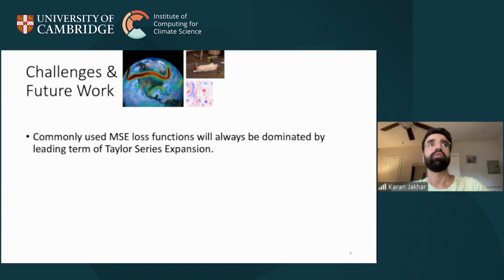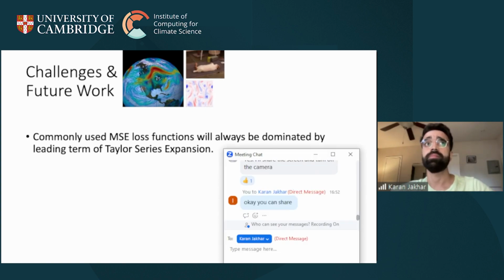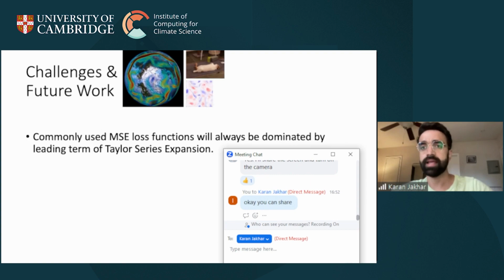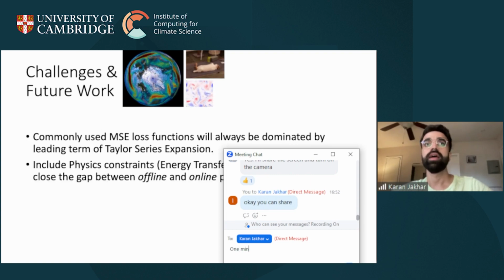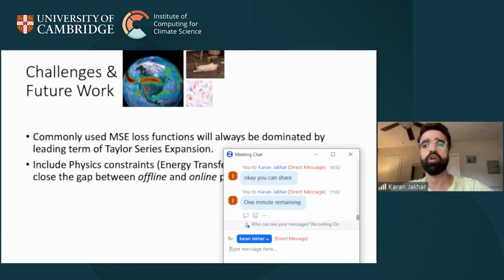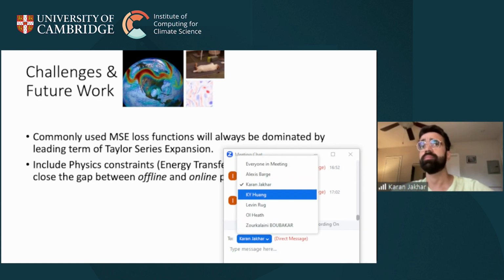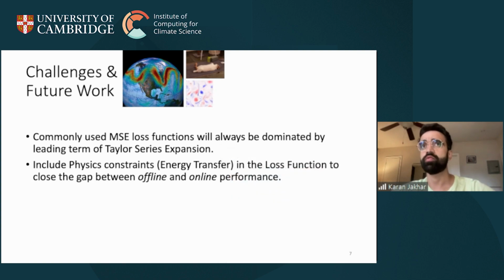So we have to move away from the commonly used MSE loss functions, because if we use some sort of filters, it will always end up discovering the leading term of the Taylor series expansion. That is the gradient model. We'll need to include some physics, for example energy transfer, in the loss function to close the gap between the offline and online performances. And we are thinking of using symbolic regression algorithms for that.